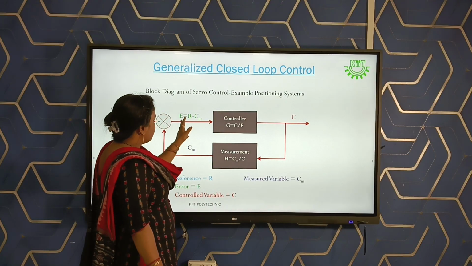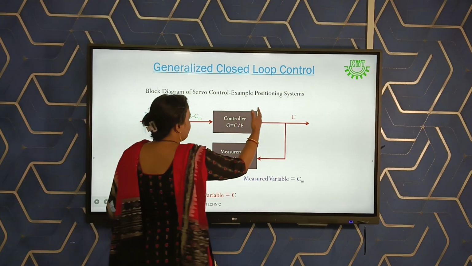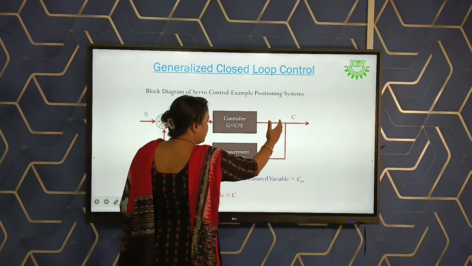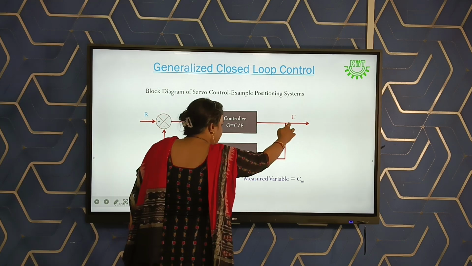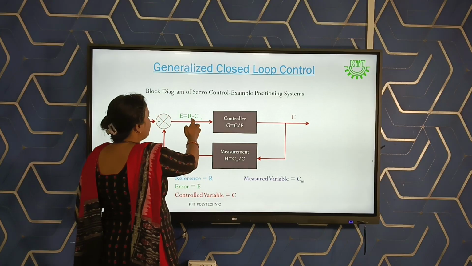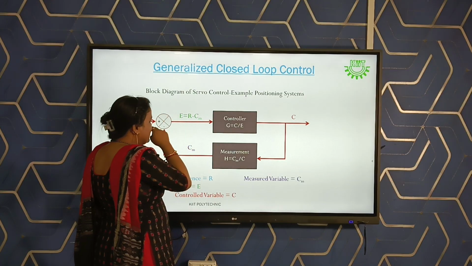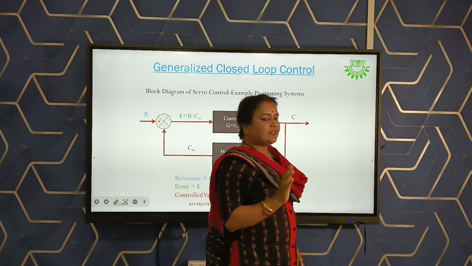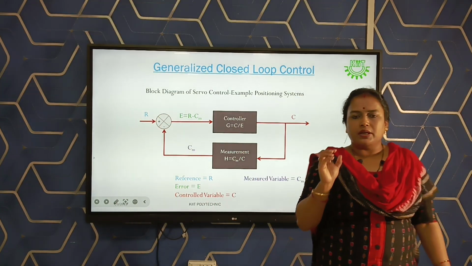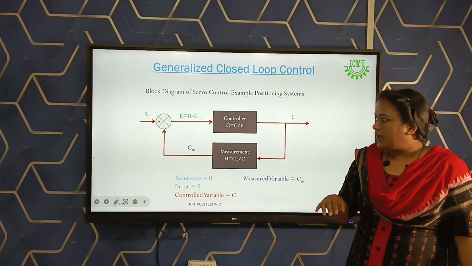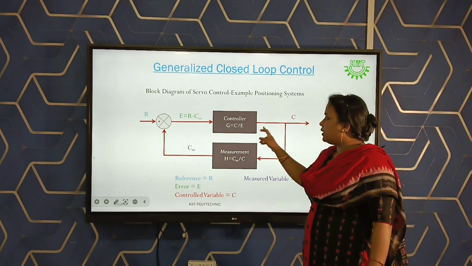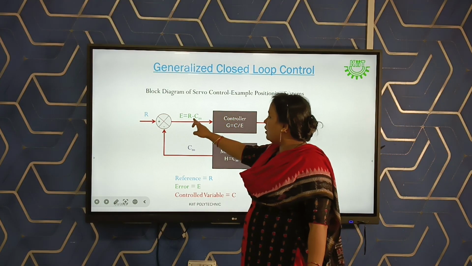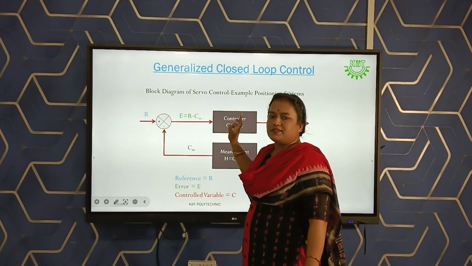So we can see that the error is calculated as the difference between the reference value and the measured value. Again, it comes from the output side to the input side. It is written as E equal to R minus Cm. So the main merit of a closed loop control system is that we can reduce the error by following a number of loops. So E can be reduced to 0 when the reference is equal to the measured value.